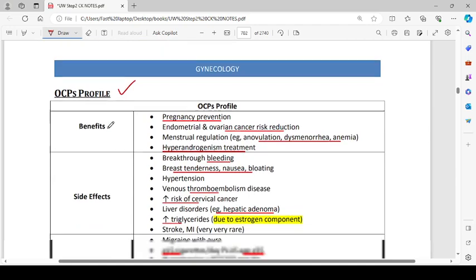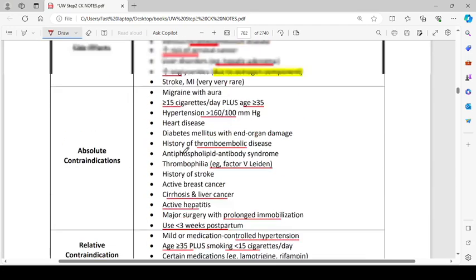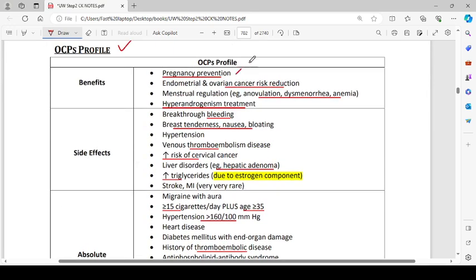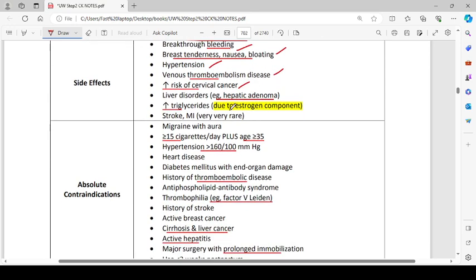Oral contraceptives profile, OCP's profile. Benefits are pregnancy prevention, endometrial and ovarian cancer risk reduction, menstrual regulation, for example anovulation, dysmenorrhea, and anemia, and hyperandrogenism treatment. Side effects include breakthrough bleeding, breast tenderness, nausea and bloating, hypertension, venous thromboembolism disease, increased risk of cervical cancer, liver disorders, for example hepatic adenoma, increased triglyceride due to estrogen component, and stroke, MI, very rare.